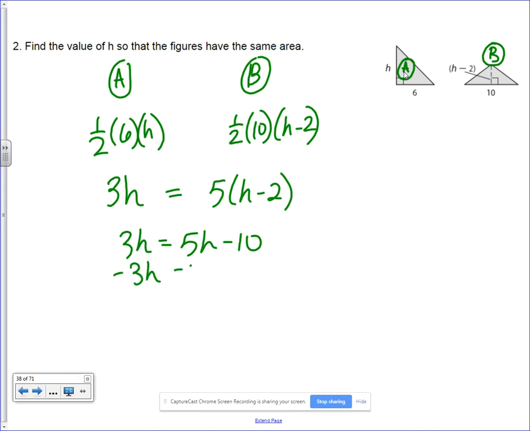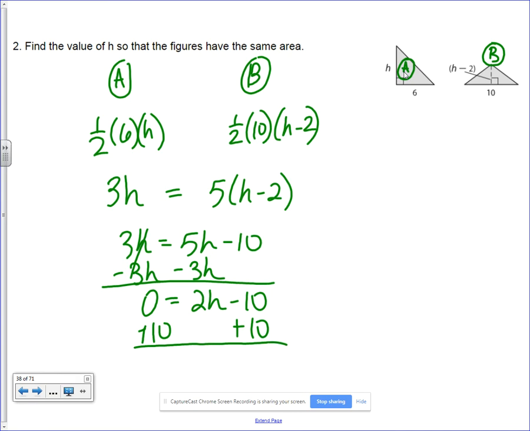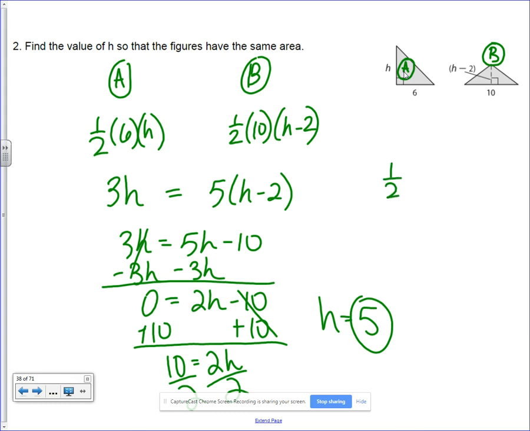Move your smaller h over. Isolate your h. And you get h is 5. So if h is 5, the area of those 2 triangles are equal. I also could follow up with this and say, what is the area of that triangle or those triangles? So you would take that 5 and you would plug it in. So 1/2 times base times height, that'd be half of 30. So it looks like 15 would be the area of those triangles.